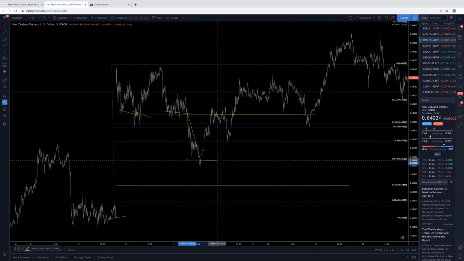Because I understood price could come here at the 618. And sure enough, it perfectly smacked the 618, and then it took off. So like I said, price can create new lows and create new highs and flags. You just have to be mindful of that.